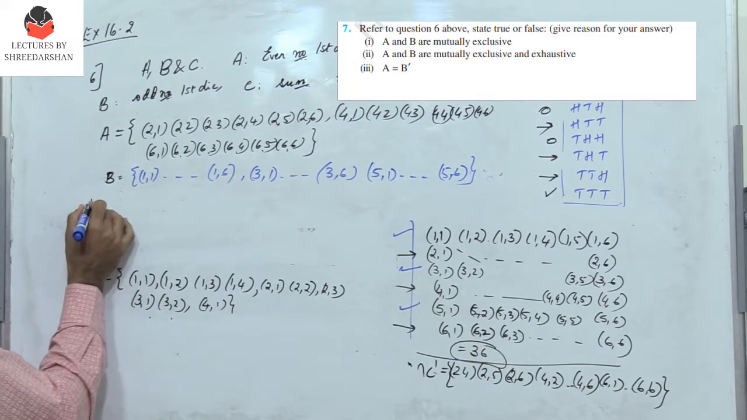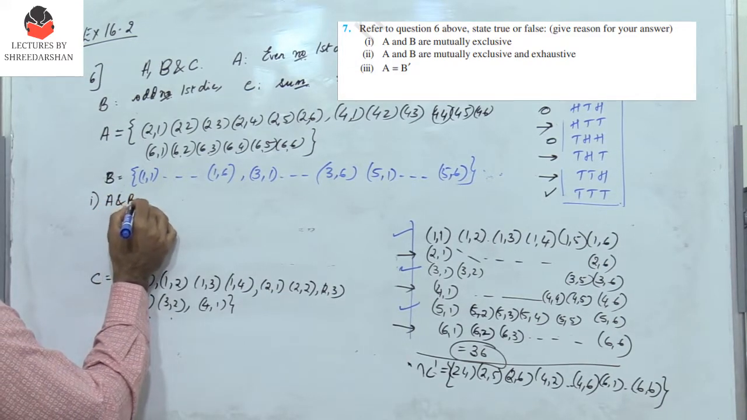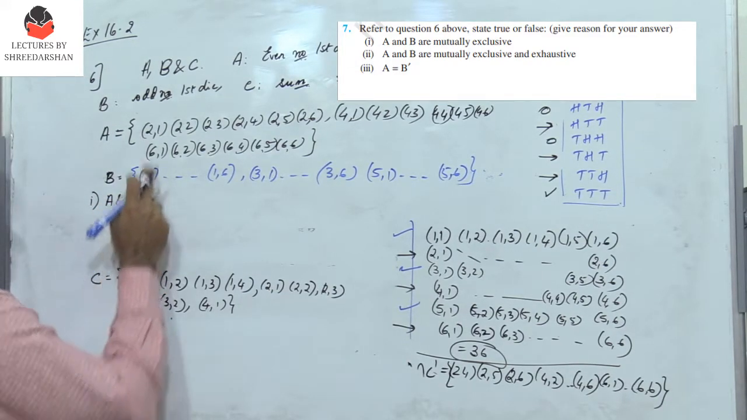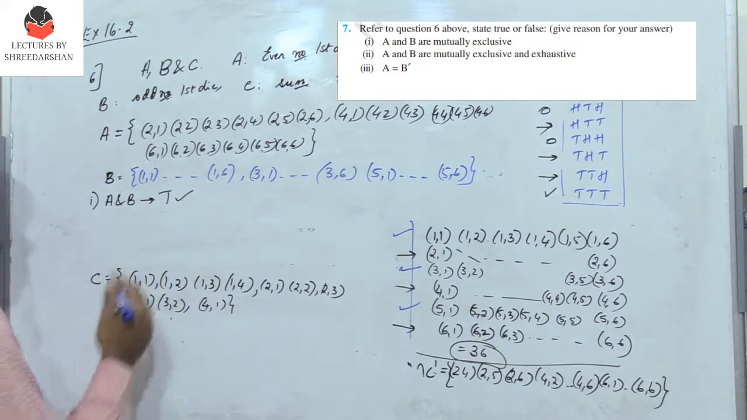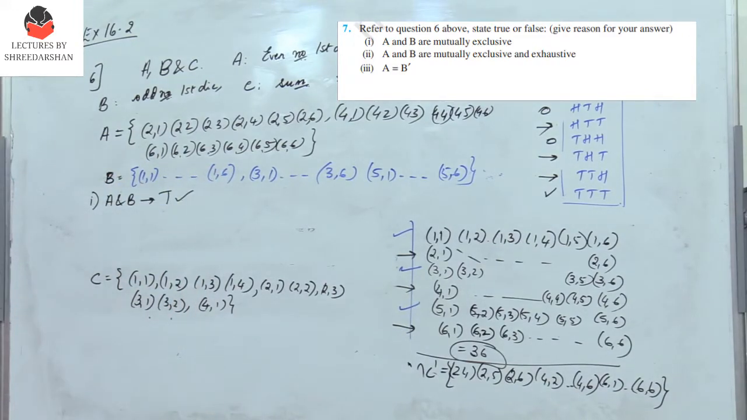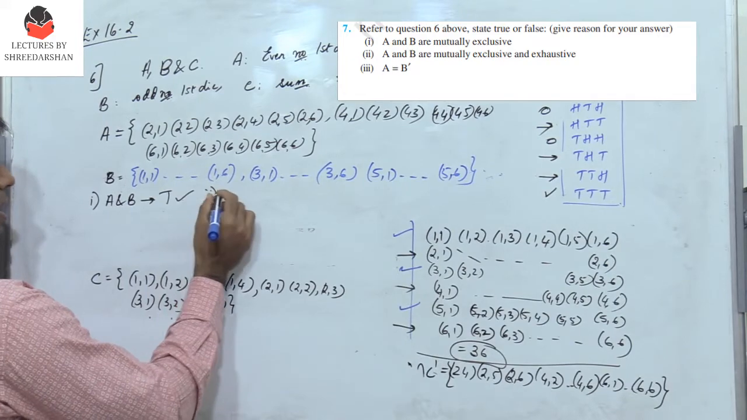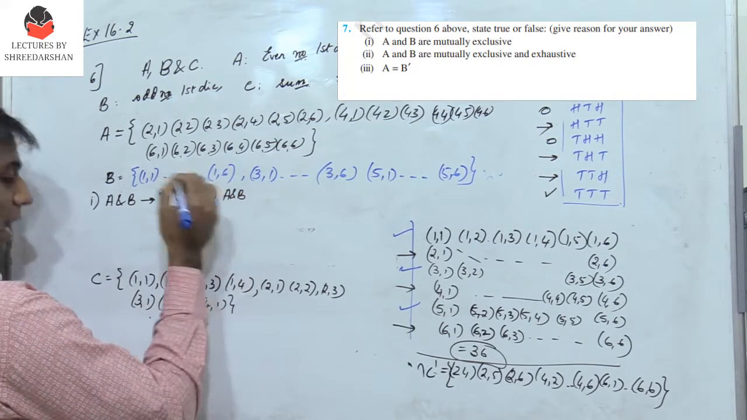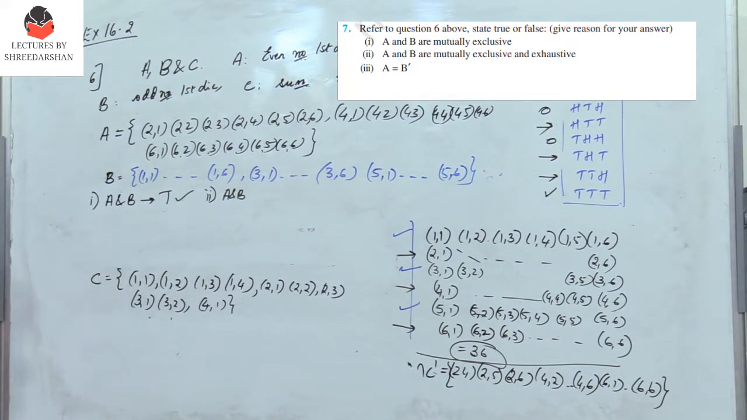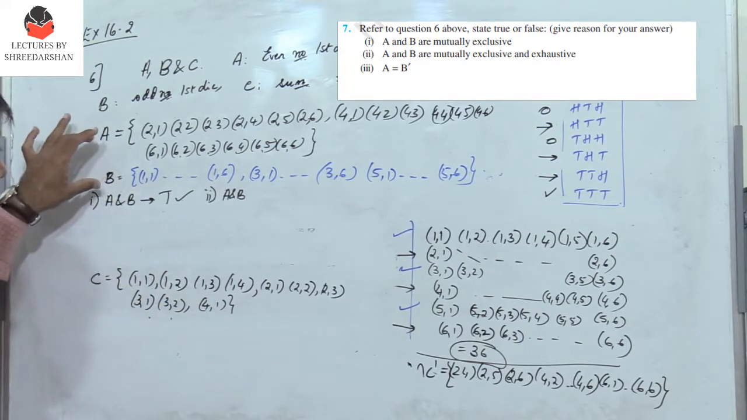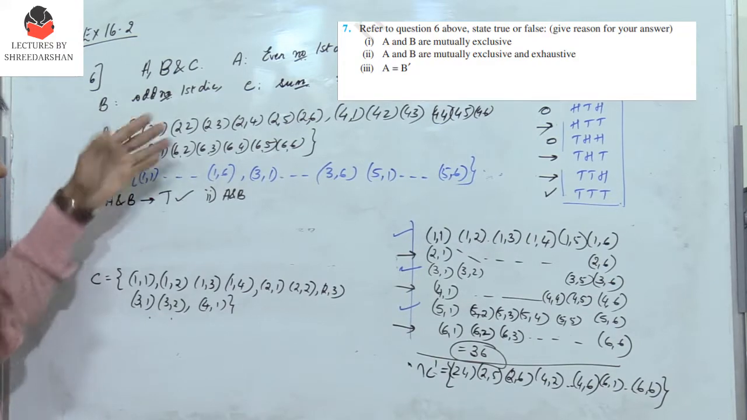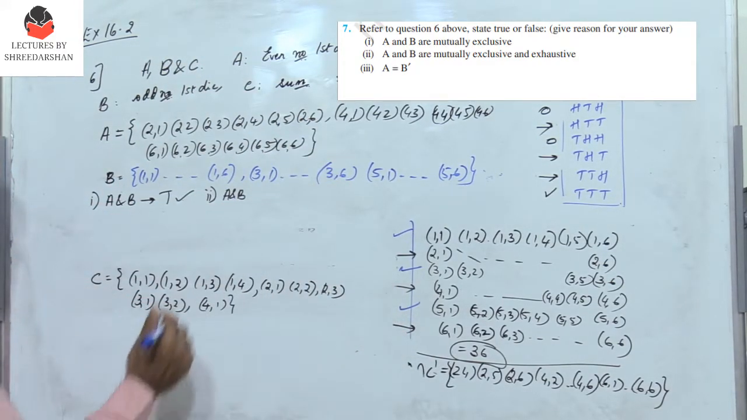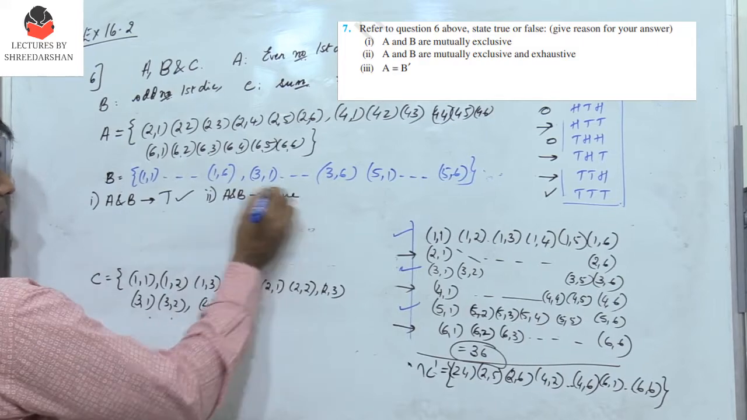First one, A and B are mutually exclusive. Yes, they are mutually exclusive. It is a true statement because there is nothing common between A and B. 2. A and B are mutually exclusive and exhaustive. Is it true? Yes, because A and B are not only mutually exclusive, but if I combine A and B, I get the entire sample space, so it is a true statement.